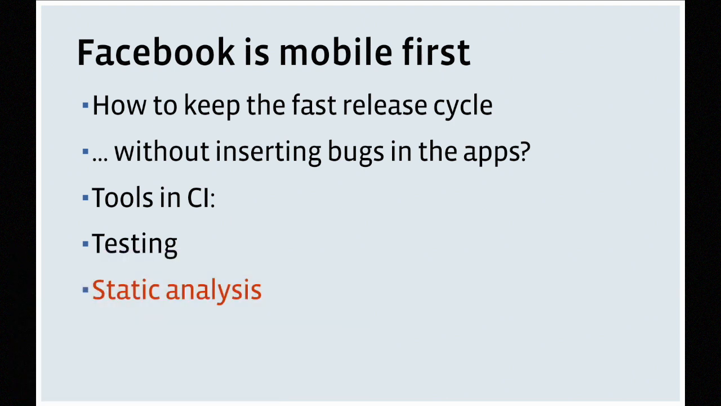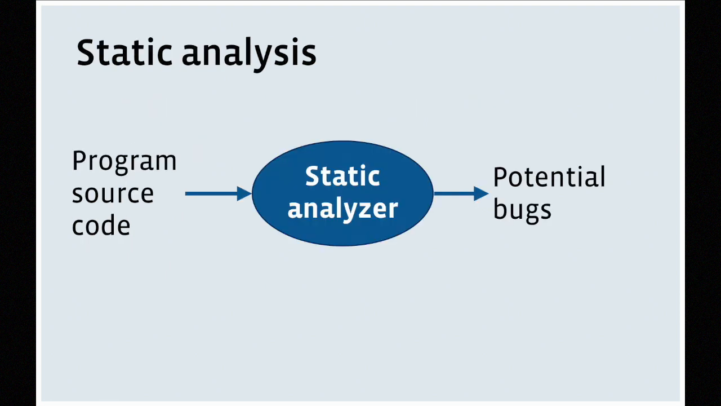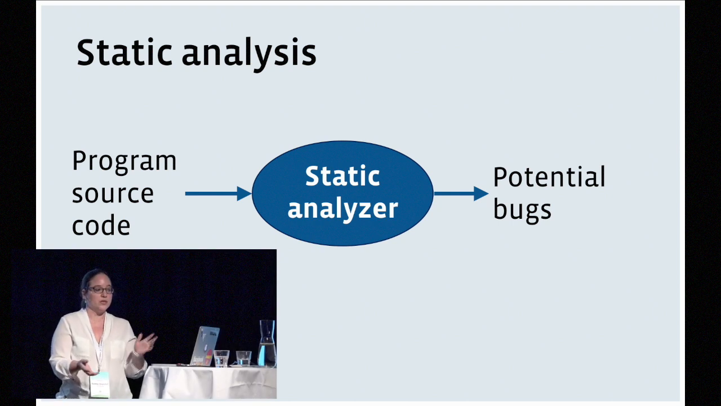So then how does one keep this very fast release cycle without inserting too many bugs in the app? And Facebook's answer is as much automation as possible. So there are very good tools in the CI for testing and also for static analysis, which is what I'm going to speak about. So in case you haven't heard before, this is what static analysis is. The input is the source code of a program, and then the static analyzer analyzes the code and finds potential bugs.